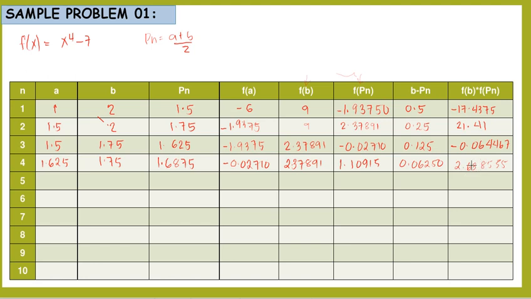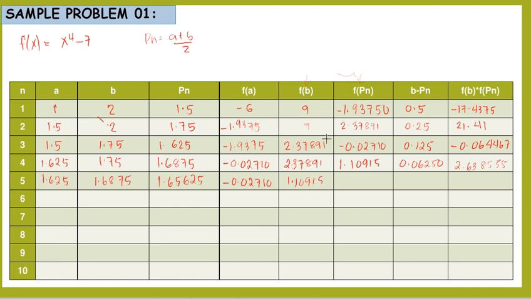okay, positive na naman. So, yung value natin for A, parehas pa rin. And then, yung value ng B natin is the value of Pn, nung last. Kasi positive nga. So, that is 1.6875. Okay? So, yung Pn nitong dalawa, yung midpoint niya, that is 1.65625. So, yung Pn, substitute lang yung A plus B over 2 kasi midpoint. Okay? Yung function ng A, B, and Pn is equal to this value. So, kindly check na lang.